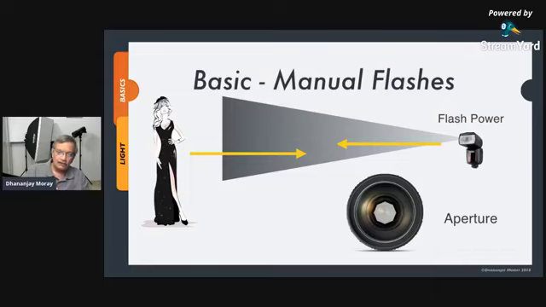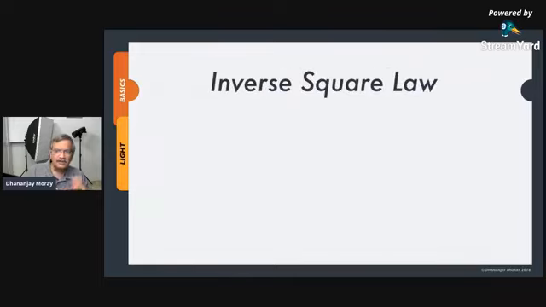Now, how is this the inverse square law? Let's understand that. What does the inverse square law really mean? The inverse square law says a very simple thing. Light traveling twice the distance has 1/4 the power.